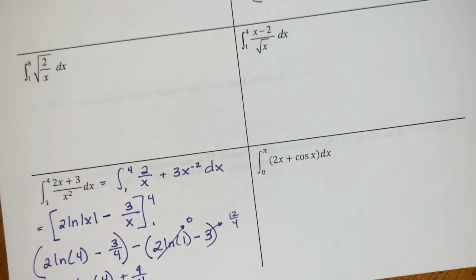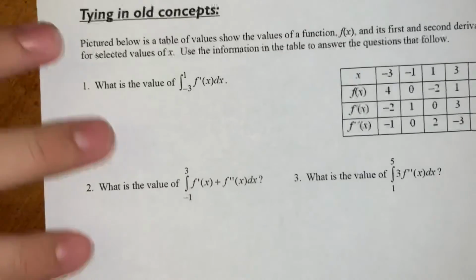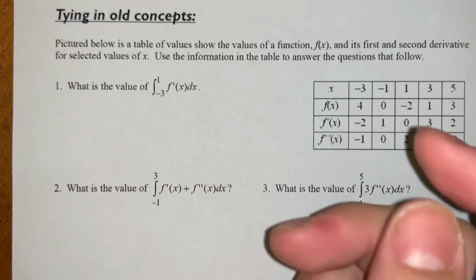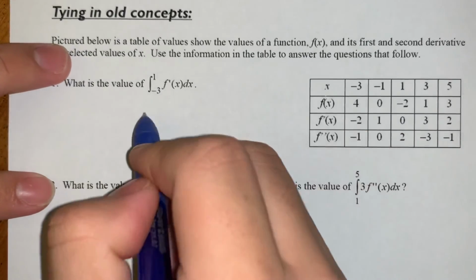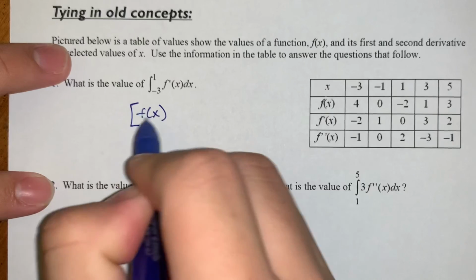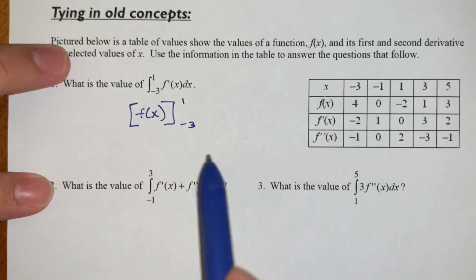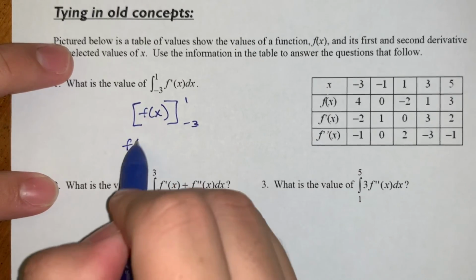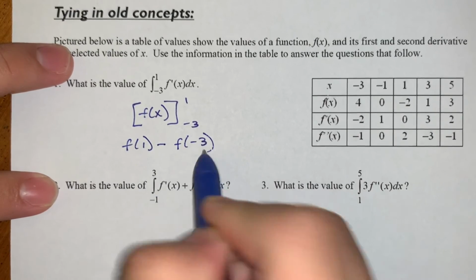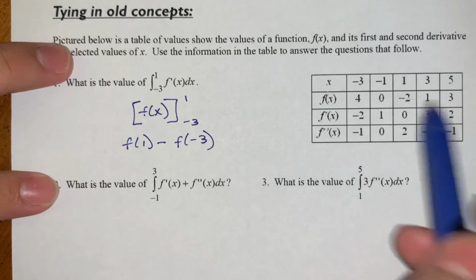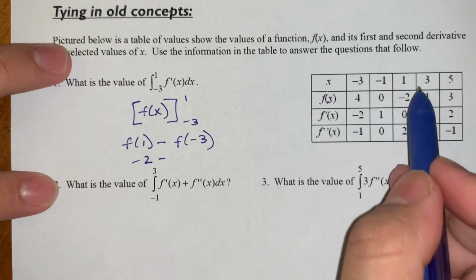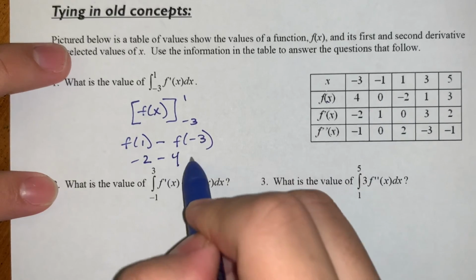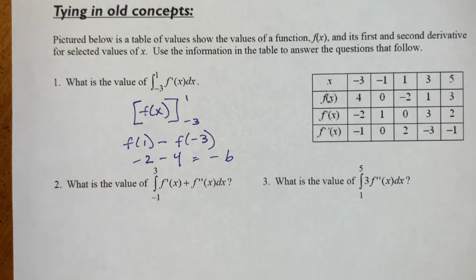Okay. And then, of course, I have these problems on the back. Really what you just need to understand is that the integral of a derivative is just the original function. So it's going to be the original function from negative 3 to 1. Then you just plug in your values, f of 1 minus f of negative 3, and read your table from there. F of 1 is negative 2, minus negative 3 is 4, so that's negative 6, right? That's pretty much how you're going to answer a lot of these questions.